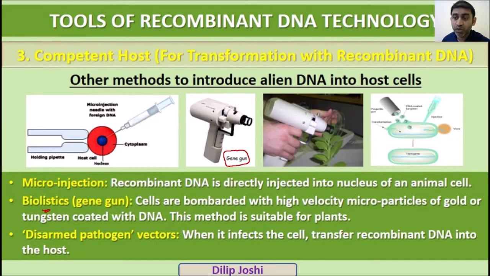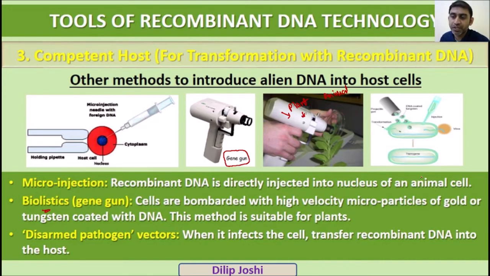DNA here is coated onto pellets, and when it is coated, these literally shoot into the target cell. Although it was developed for plants, it is also used for animal cells. We know the plant cell wall is thick, so this is used to introduce DNA into plants, but it is also used for animals. Initially it was developed for plants because the plant cell has a thick wall, so bombarding should be there.